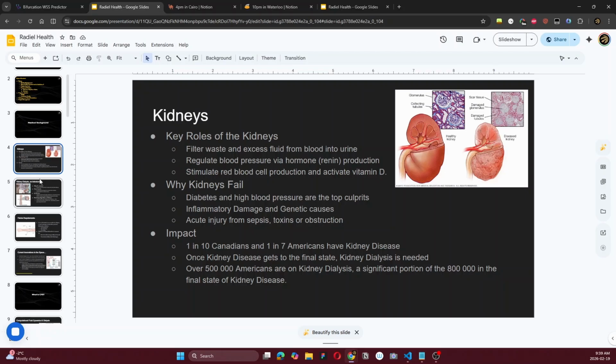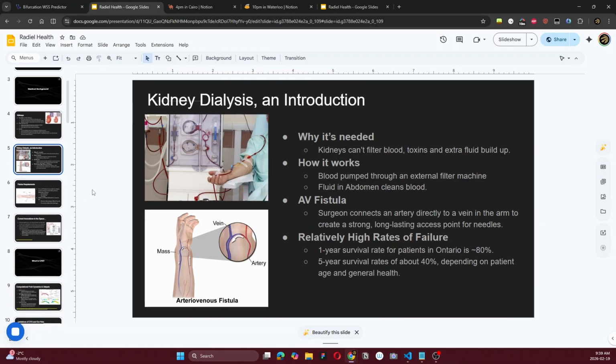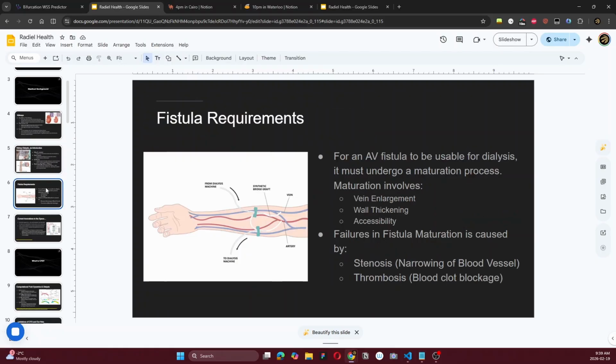At the very last stage of kidney disease, you need kidney dialysis. So what is dialysis? Dialysis is pretty much a procedure where you filter your blood through an external machine. But to get that blood filtered, you need a bridge, this AV fistula between an artery and a vein. And this has a relatively high rate of failure. In 5 years, we have a survival rate of around 40%, depending on patient age and general health, and that could be improved. But why does it fail?